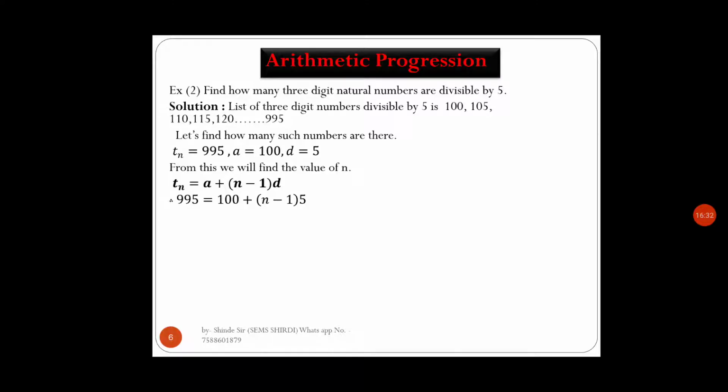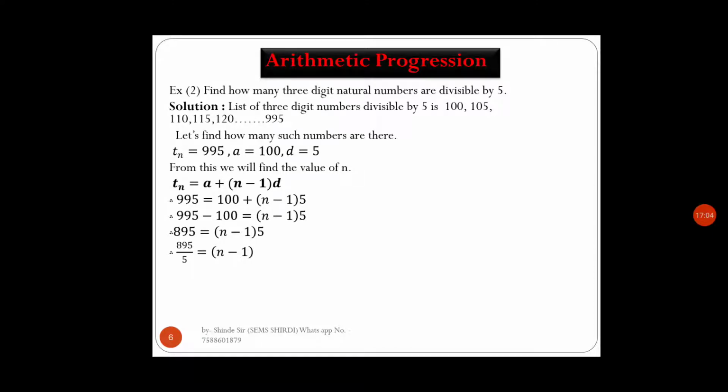Now here we take 100 to the left hand side, it becomes minus. Therefore 995 minus 100 is equal to (n minus 1) into 5. Then 995 minus 100 is 895, equal to (n minus 1) into 5. Then we take 5 to the left hand side; here it is multiplied, on the left hand side it becomes divide.